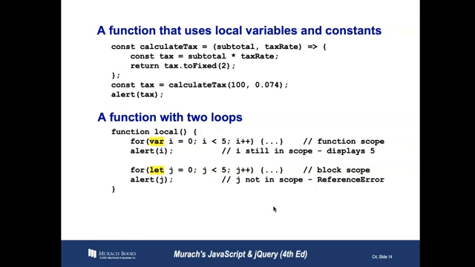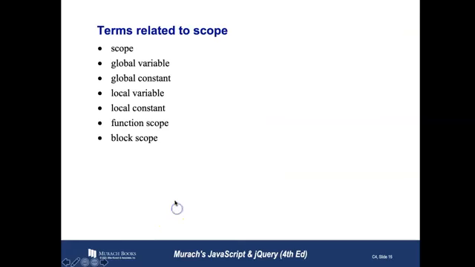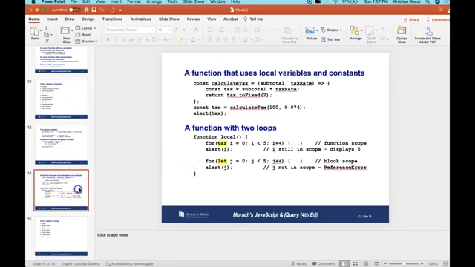Now, if you do let j equals 0 and j less than 5, j plus plus, and if you look at the closing there, there's actually an extra curly brace here. Let me just fix that.